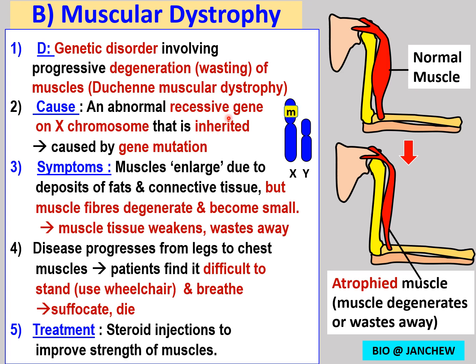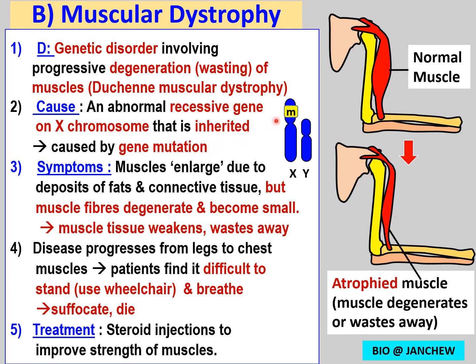So this gene is an abnormal gene in the sense that it is formed through gene mutation, or due to sudden abnormal changes in the gene, for example, in the base sequence of the DNA on the gene. So this caused the gene to have a different code or instructions to make a particular protein that is needed for normal muscle functioning. So this gene will produce a non-functional protein instead of the normal protein that is used to help the muscles to function normally.